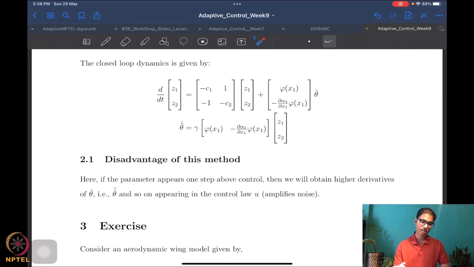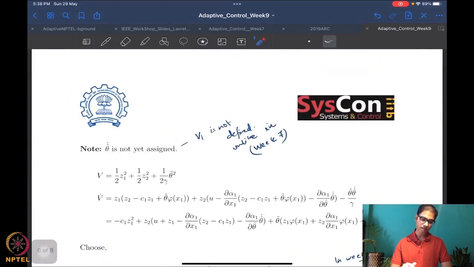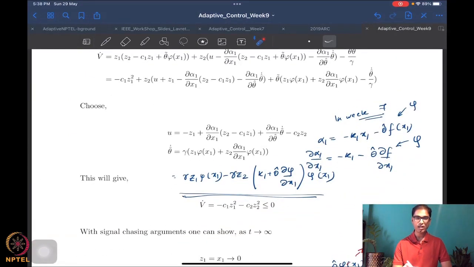Now, one of the issues that you have is that when you look at the control law, the control law is not appearing explicitly here. If you look at the control law, you can see that there is a theta cap dot which appears. This theta cap dot appears because the unknown parameter is one step above the control. It's not difficult to see just by looking at the pattern that if the control appears two steps below the unknown parameter, then a theta cap double dot will appear, and so on and so forth.